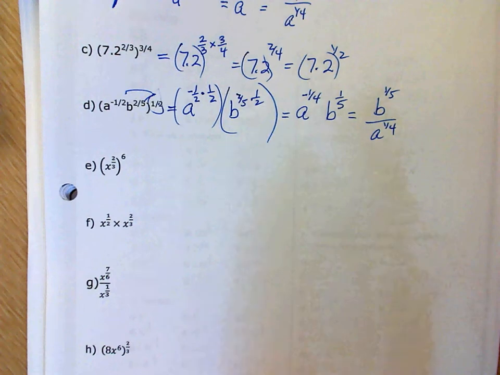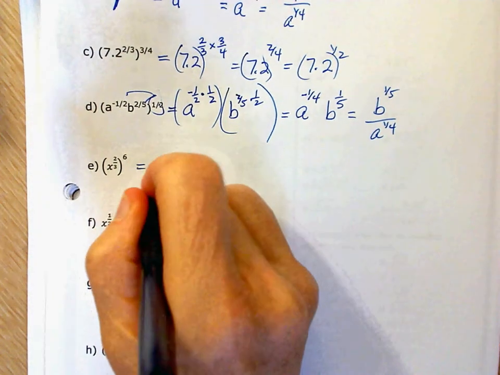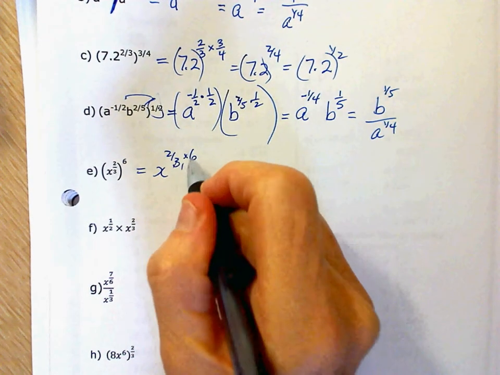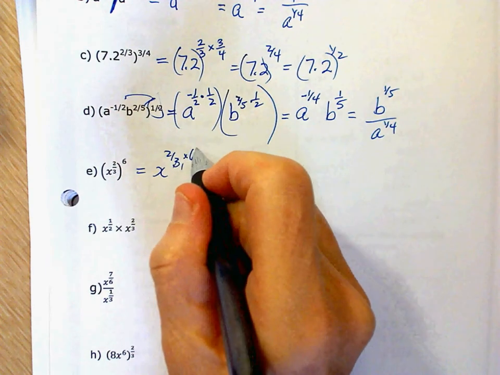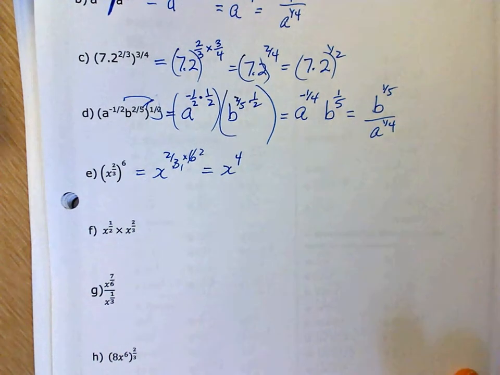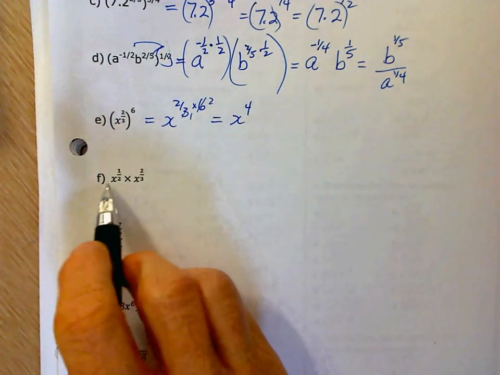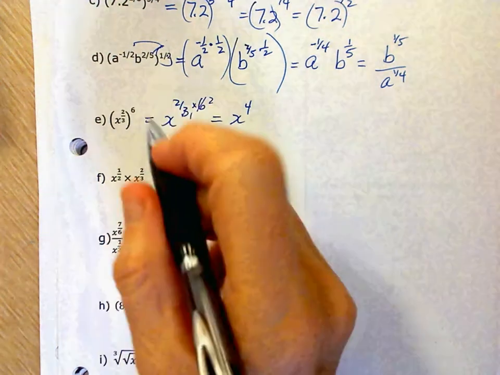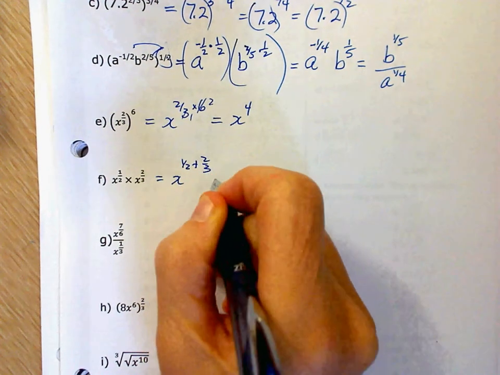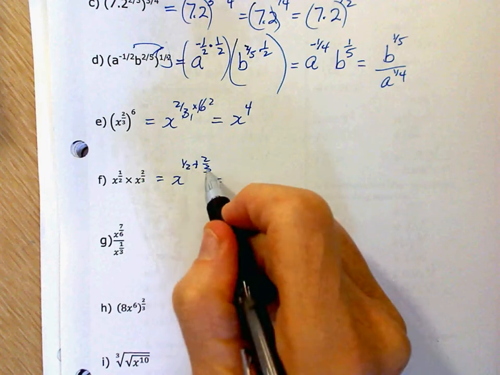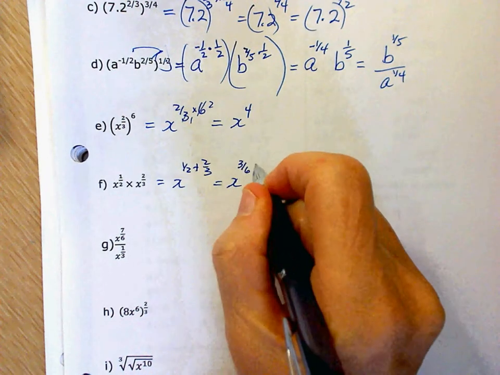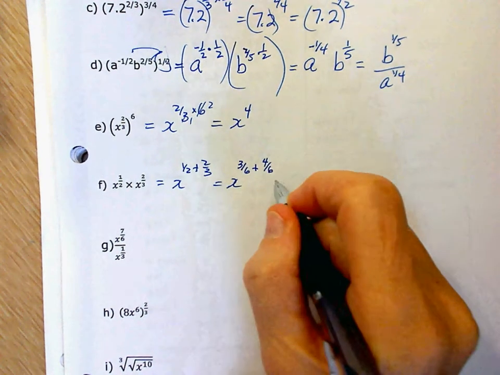Again, power to a power, we're multiplying the exponents. 6 goes into 3 once, 3 goes into 3 once, 3 goes into 6 twice, so it's x to the 4. Again, multiplying with the same base, we add exponents. So this is going to be x to the 1/2 plus 2/3. To add them, we need a common denominator, right? Our common denominator is 6, right? 3/6 plus 4/6, and that is x to the 7/6.